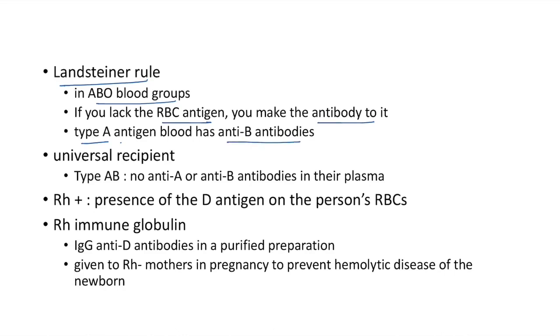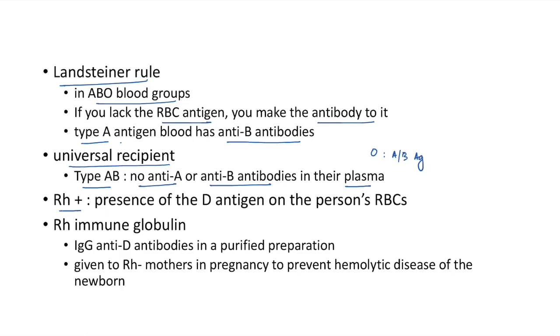Now let us see about universal recipient. Type AB is the universal recipient because this type has no anti-A or anti-B antibodies in plasma. Now let us see about universal donor. Type O is universal donor because it has no A or B antigen in RBC.